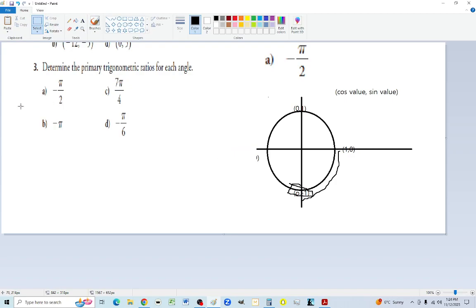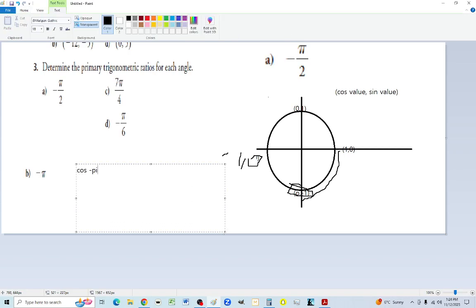Okay, what about negative pi? Negative pi is simply the other direction, and it's going to be the same value as positive pi. It's the whole point of these values, negative 1 comma 0. Remember that we have x as cos. That means the cos of negative pi is equal to negative 1. The sine of negative pi is equal to 0. And since tangent is sine over cos, tangent of negative pi is 0.